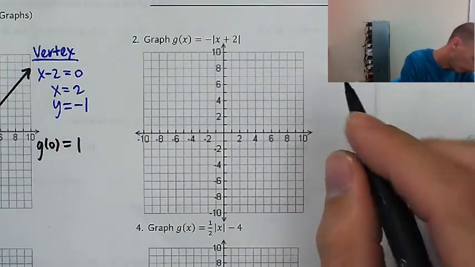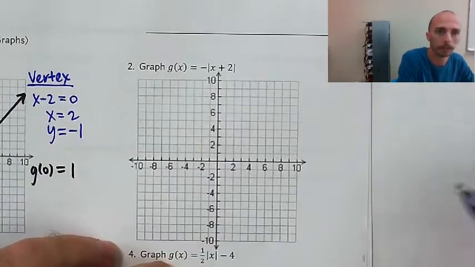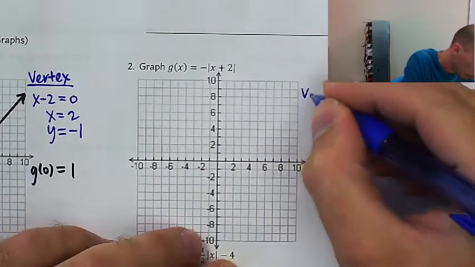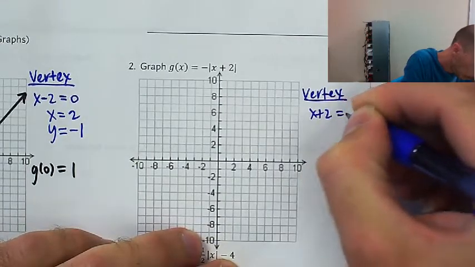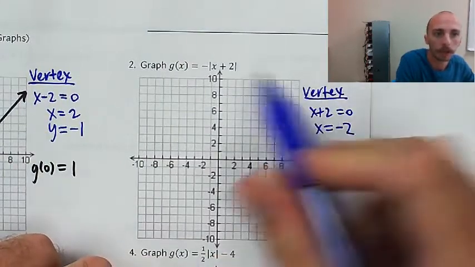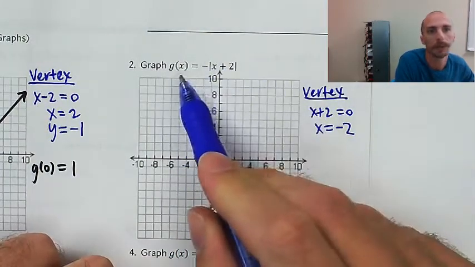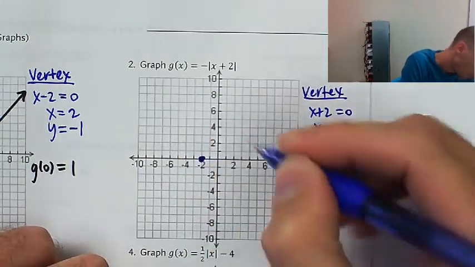All right, number 2, we're going to graph the negative of the absolute value of x plus 2. All right, well, to find the vertex, I'm going to set the inside equal to 0. So x plus 2 equals 0, and that's going to be x equaling negative 2. And then y is going to be g of negative 2, but then I'm going to be taking the negative absolute value of 0, and this is going to be 0.